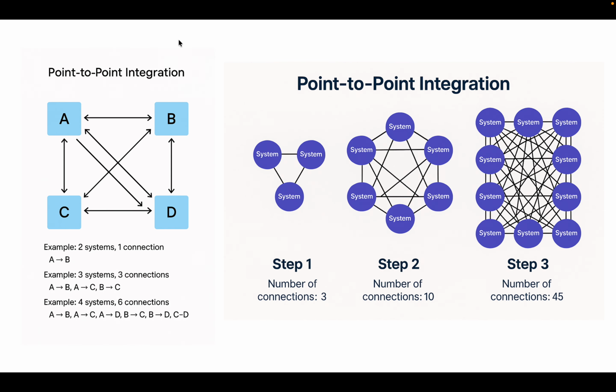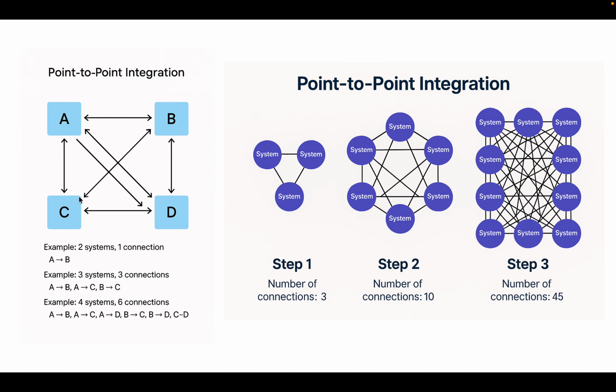So this is how the network grows when you add systems, right? For example, initially you can see at step 1 the network looks very simple. As you keep on adding more systems, the network becomes more complex, and at the end, at step 3, you can see the network becomes very complex as the number of systems grows, which means the number of connections also grows. So here you can see one example.